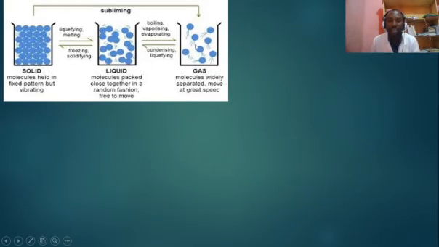Can we change a liquid to gas? Yes. Boiling, vaporizing, or evaporating, or what we call evaporation. See the gas. Interesting. We can condense back.